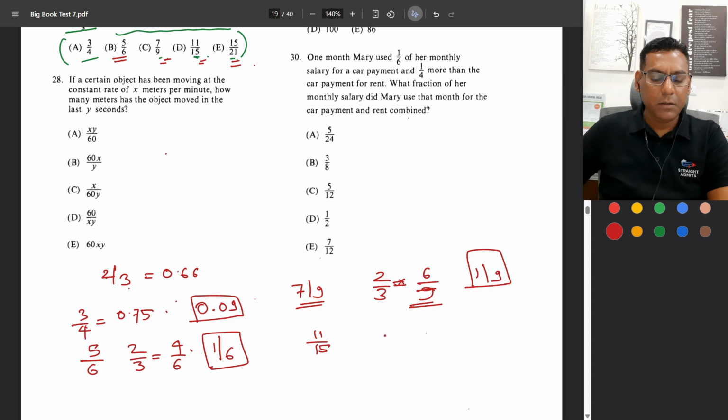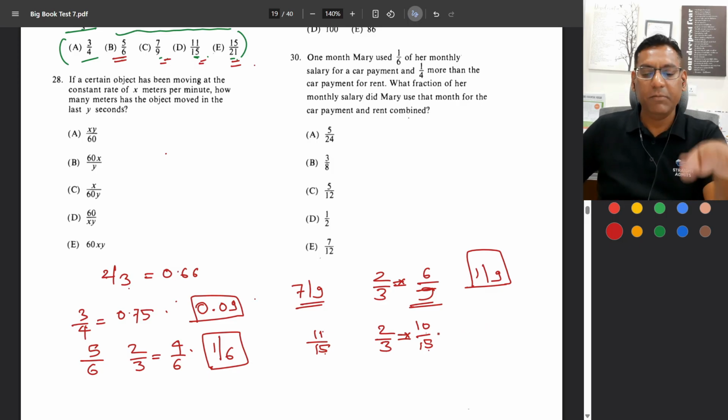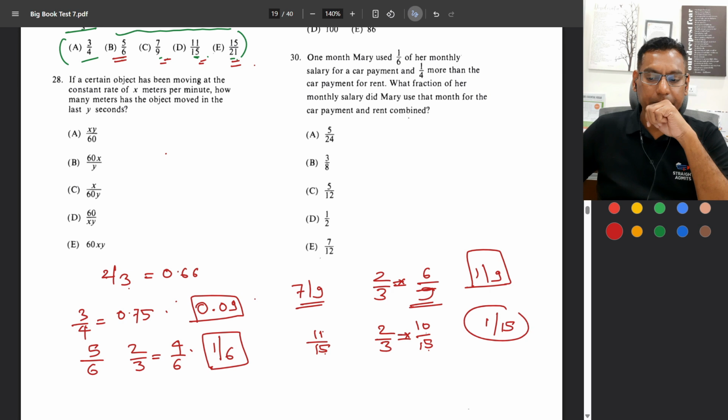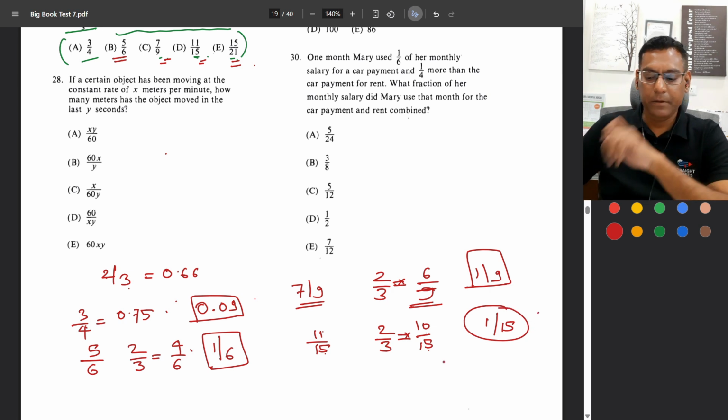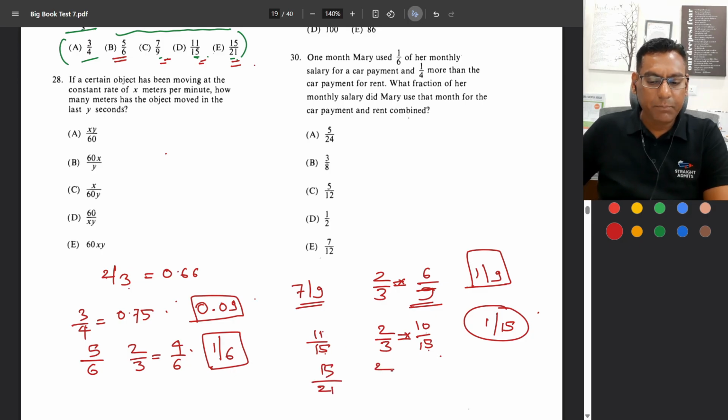11 by 15, if I compare with 2 by 3, basically I have to multiply by 5. So I get 15 here, I get 10 here. The difference between these two is 11 by 15 minus 10 by 15. The difference here is going to be 1 by 15. Correct? And then we have 15 by 21, compared with 2 by 3, which is basically multiply by 7. So 14 by 21. The difference here, 15 by 21 minus 14 by 21, is going to be 1 by 21.